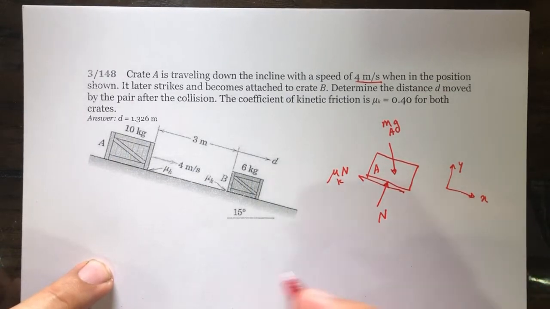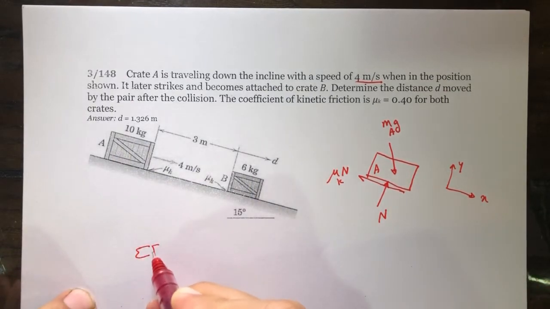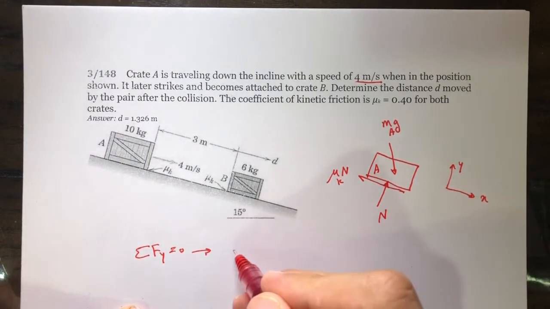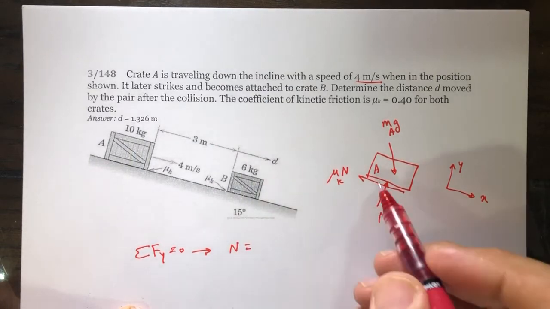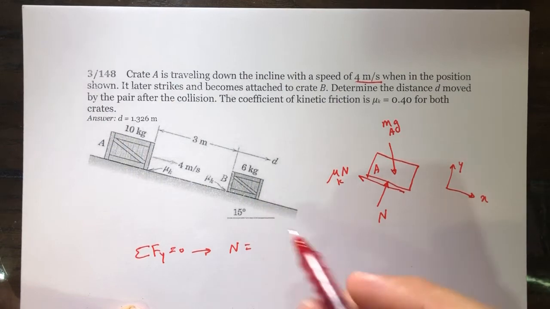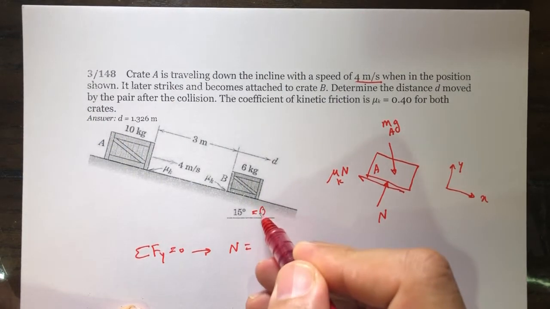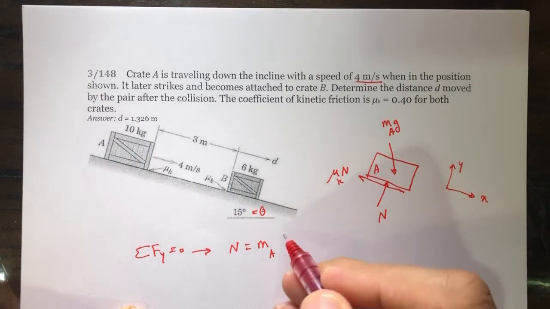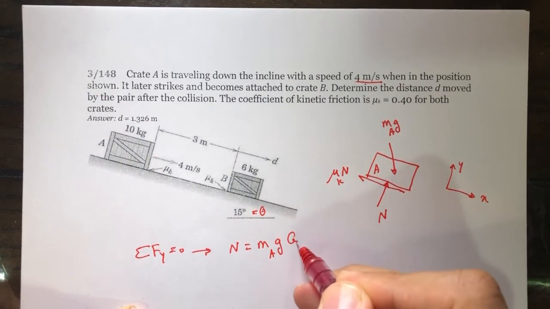In this free body diagram, sum of the forces in the Y direction is equal to 0 because there is no movement in the Y direction. And from there, the normal force is going to be equal to mg times cosine of theta, which is 15 degrees here. So N is going to be mass of A times g times cosine of theta.